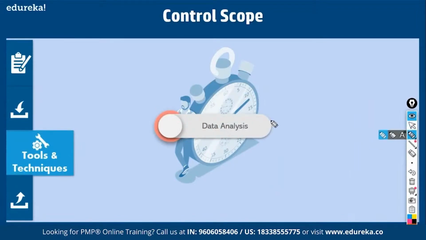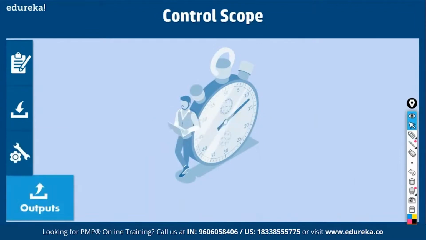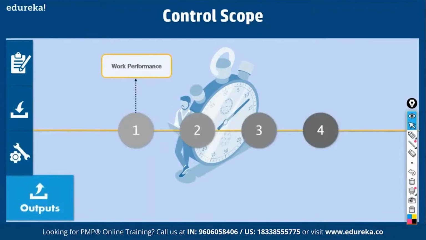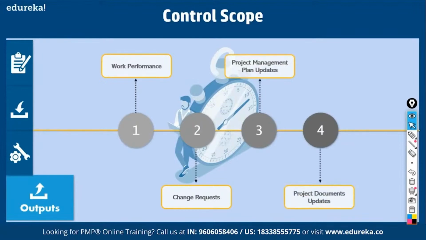So under data analysis, you have what is called variance analysis. Variance, I told you, is short-term analysis, comparing plan with actual. There is one more tool called trend analysis, which is a long-term analysis. Both are done as part of control scope. Then what else do you get? You get work performance information and change requests. So here also you can generate change requests. Then updates to plan and updates to documents. Okay, this is about control scope.